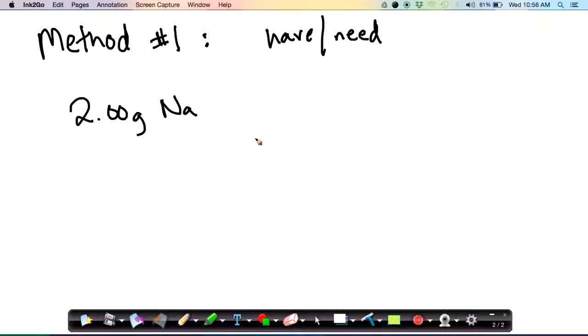And now the question that I want to answer is, if I am to use up all of that sodium, how much water will I need to react? So this is a basic mass-to-mass stoichiometry calculation. I'm going to first convert 2.00 grams of sodium to moles. So we'll multiply by the inverse molar mass of sodium. 1 mole of sodium over 22.99 grams of sodium. And then we're going to convert moles of sodium to moles of water.